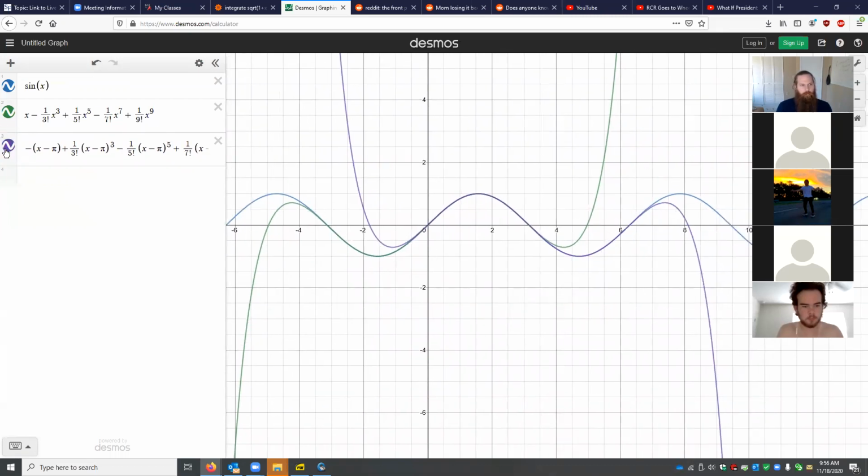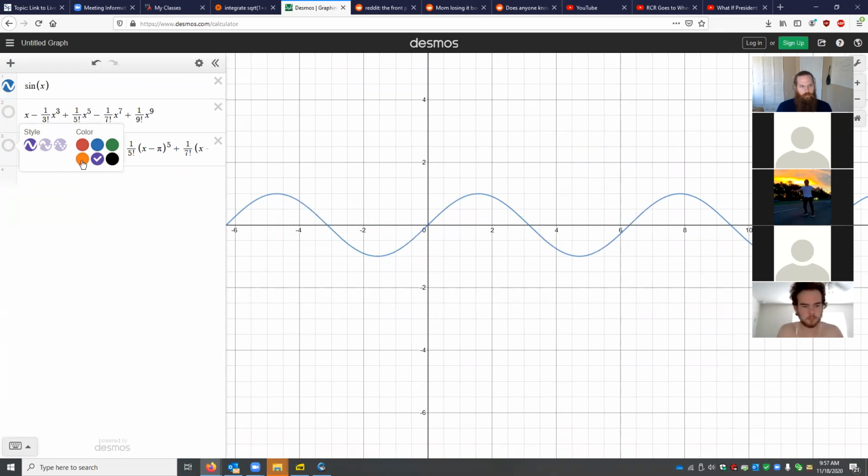All right. Here's Maclaurin and sine. Here's the Taylor series and sine. Let me do this in a different color here. Let's do this in orange. So this one is centered at pi. This one is centered at 0.